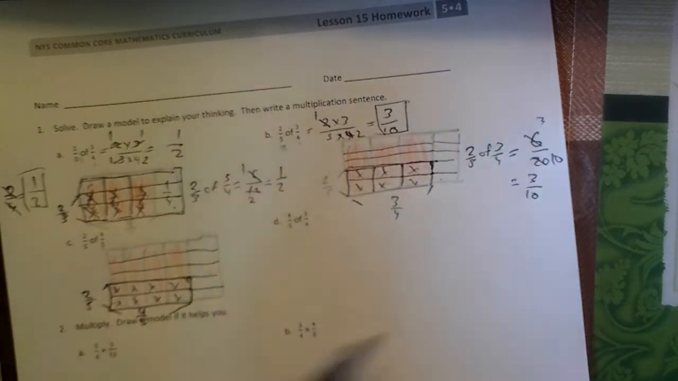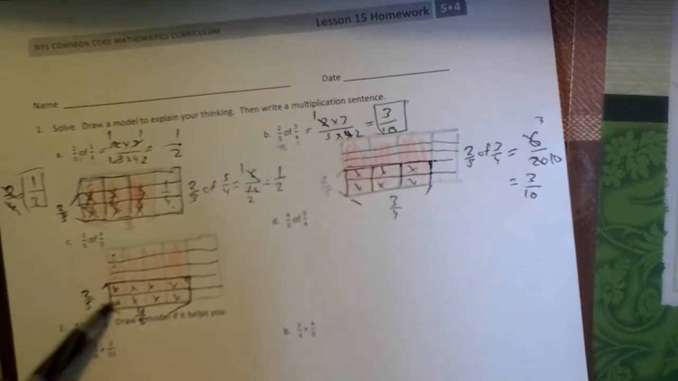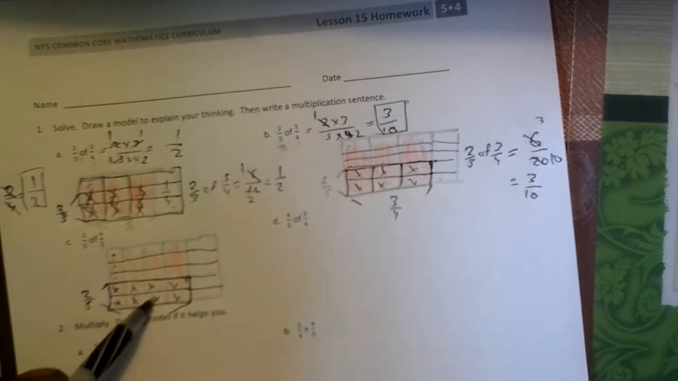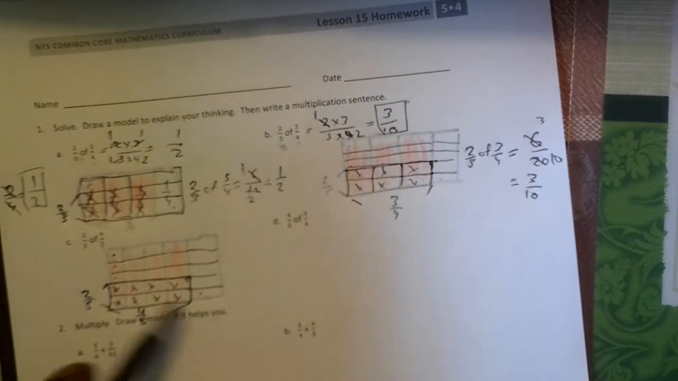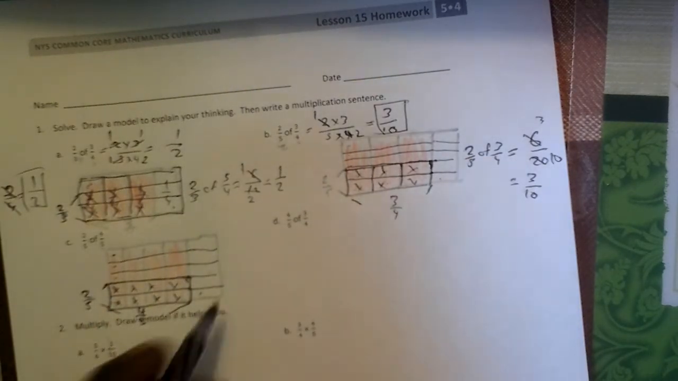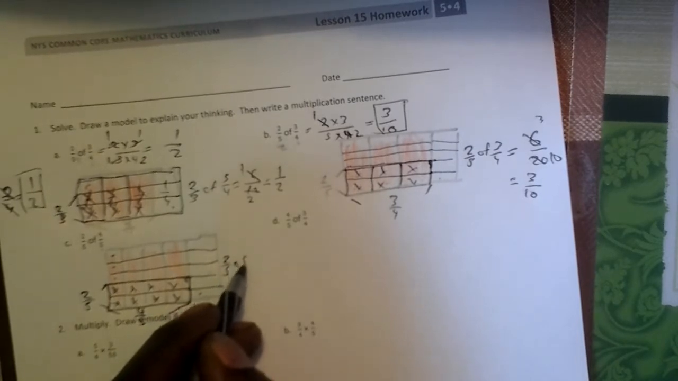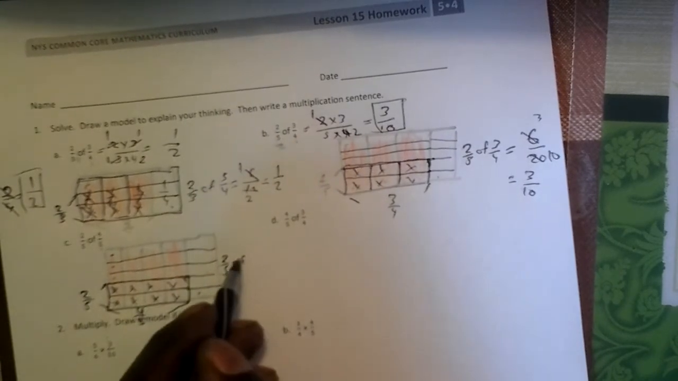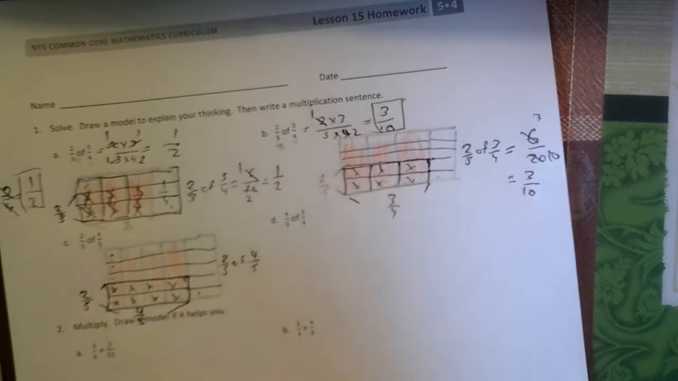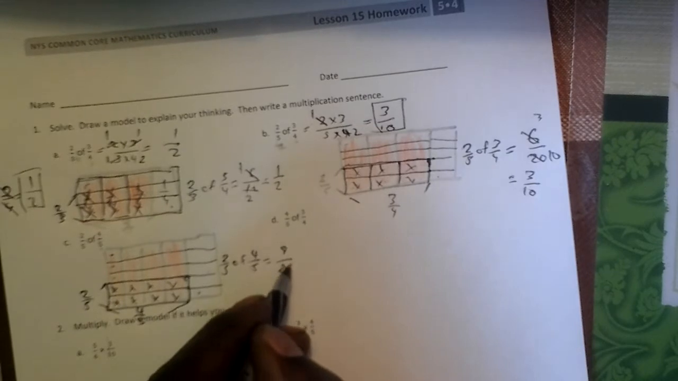So we need to count how many boxes, but it's too hard to count, so let's use multiplication. So we have 1, 2, 3, 4, 5 times 1, 2, 3, 4, 5. So we have 5 times 5 equals 25. And out of 25 we have 1, 2, 3, 4, 5, 6, 7, 8. So we have 8 25ths. So we know that 2/5 of 4/5 equals, how many say 8 25ths?